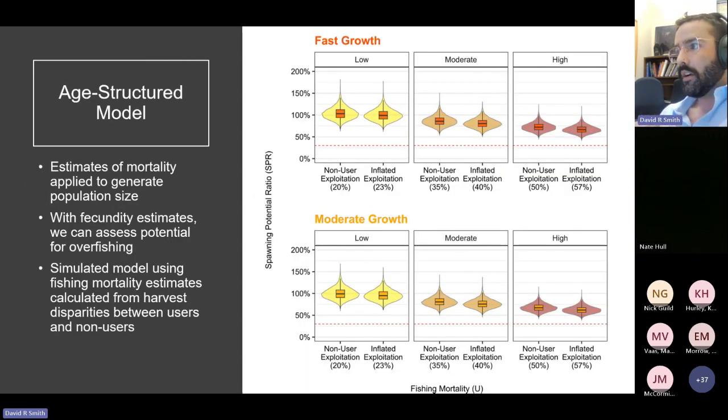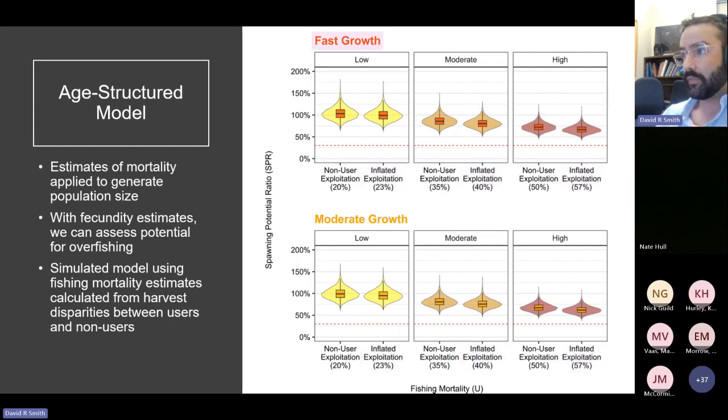So shown here are simulations. They're violin plots representing the 10,000 simulations under each exploitation scenario, with the violin plots to the left showing non-user exploitation. This is the exploitation that we estimated before the implementation of live imaging sonar. And then next to it, we show the response to inflated exploitation. This is what we hypothetically estimated exploitation might increase relative to the use of live imaging sonar.